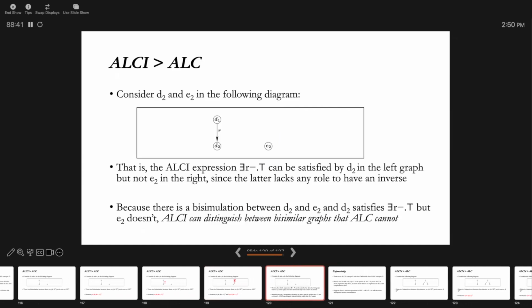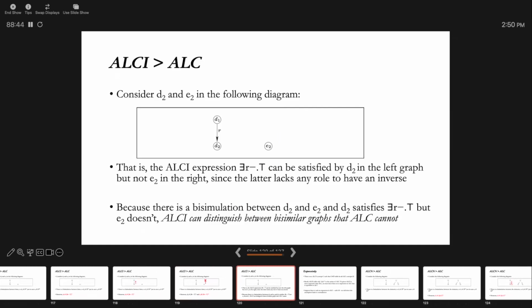Here's another example. Actually, let's spell this out. An ALCI expression can be satisfied by D2, but not by E2 on the right, since the latter lacks any role to have an inverse. And because there's a bisimulation between them, and D2 satisfies the inverse existential but E2 doesn't, ALCI can distinguish bisimilar graphs that ALC can't.